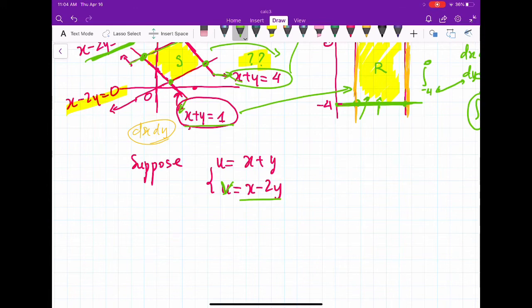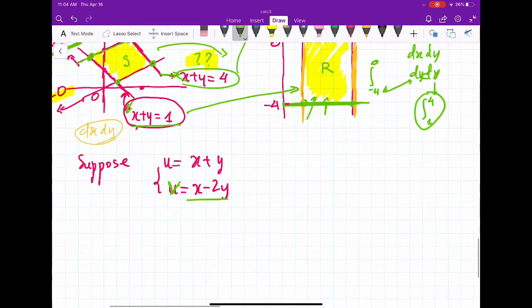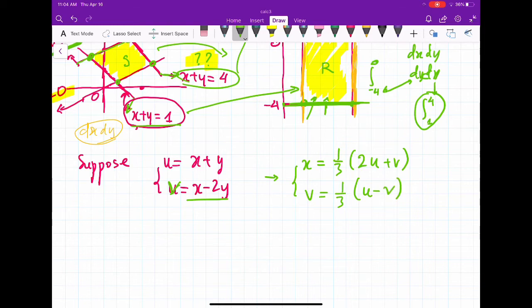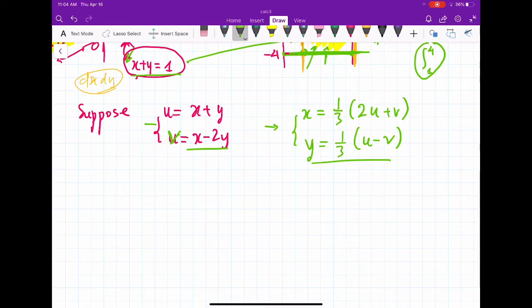Okay? So from here, you need to solve for x and y, because you need to find the functions x and y depending on u and v. u and v in this case are new variables. Okay, so let's solve this for x and y. From here, I can get x equal to 1/3 (2u plus v), and y equal to 1/3 (u minus v). It's pretty easy to solve such a system. If you want to find y, you subtract the second from the first, so x will be cancelled out. So you have 3y equal to u minus v. That's why you have the second one. And then you plug it back into the first one, you get x. Makes sense?